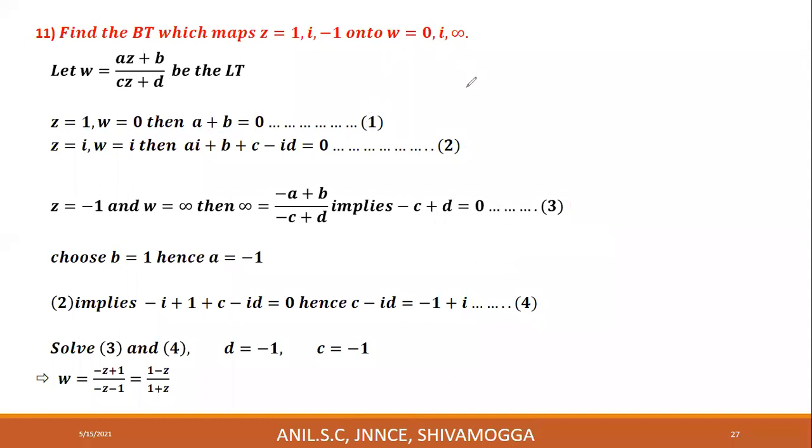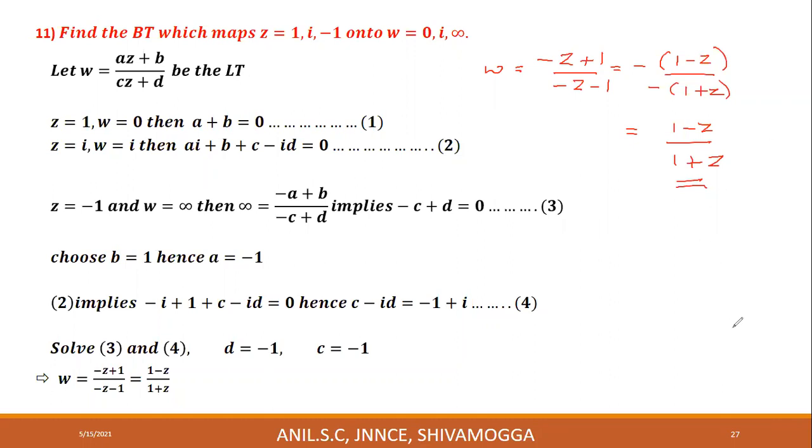Bilinear transformation is W is equal to AZ plus B. A is equal to minus 1. Therefore, minus Z plus B is 1 divided by CZ plus D. CZ plus D, that is minus Z. D is also minus 1. Therefore, this is equal to minus into 1 minus Z. Here you take a negative sign as common factor. You get minus into 1 minus Z, minus into 1 plus Z. Therefore, this is equal to 1 minus Z divided by 1 plus Z. This is what we require. Bilinear transformation.